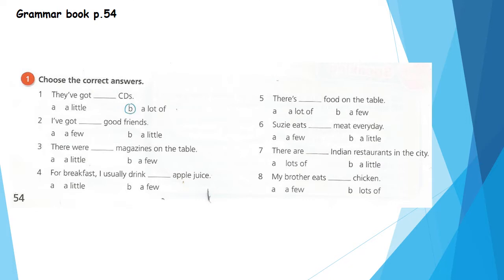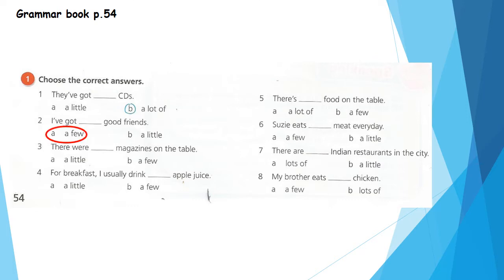Okay? Number 2. I've got a few good friends. A few or a little? Yes, a little with uncountable nouns. We use it with uncountable nouns, a few with countable nouns. So, good friends. Can you count your friends? Yes, of course. We can count it. It's a plural noun. Friends. So, we'll use what? A few.